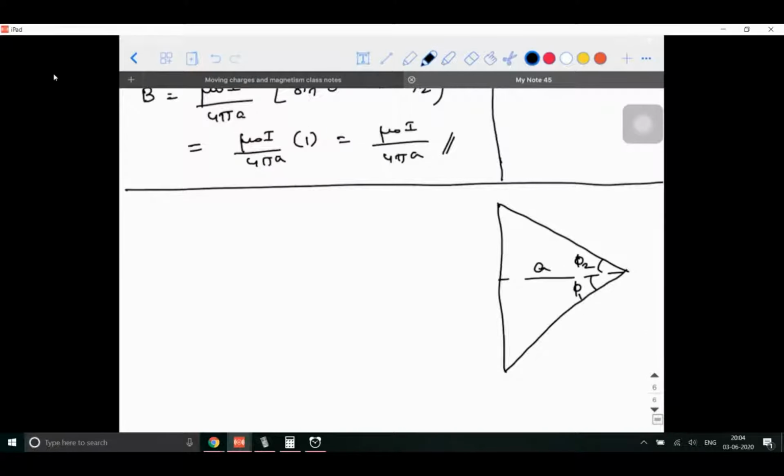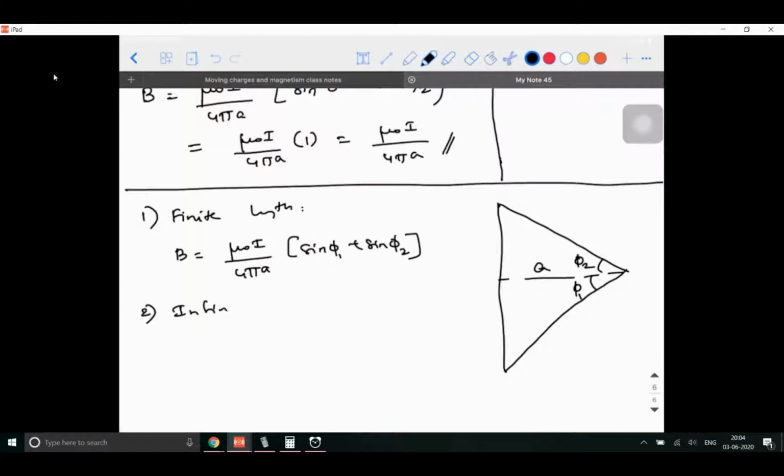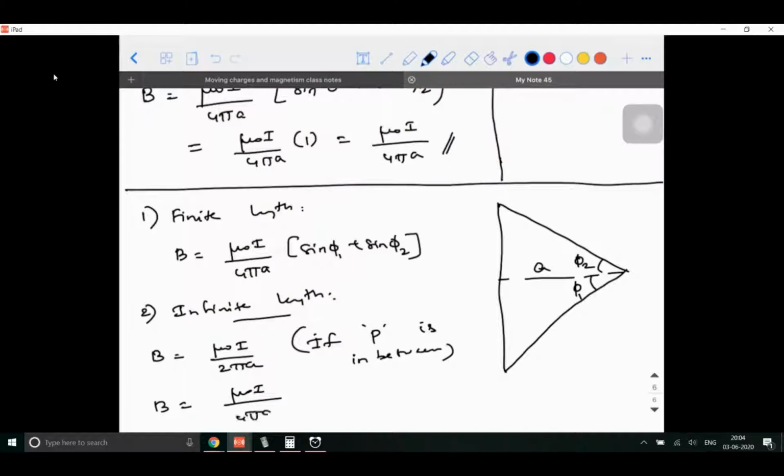So for the case 1, for finite length, the formula is B is equal to mu naught I divided by 4 pi a into sine of phi 1 plus sine of phi 2. Right. For infinite length, B will be equal to mu naught I divided by 2 pi a if P is in between. Same, B will be equal to mu naught I divided by 4 pi a if P is at one of the ends.